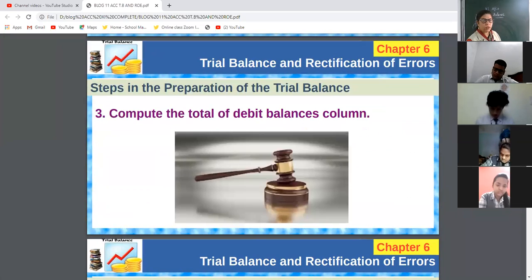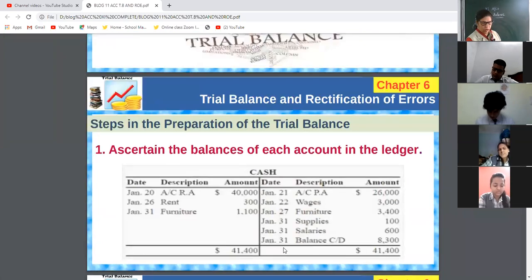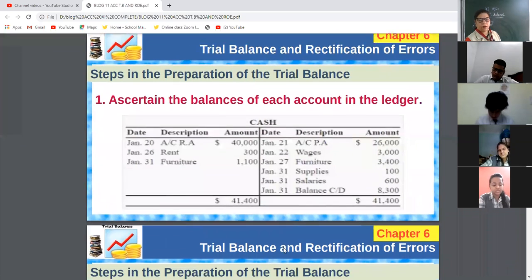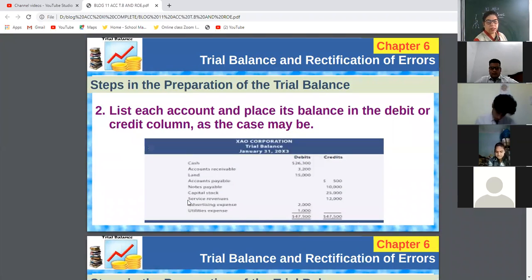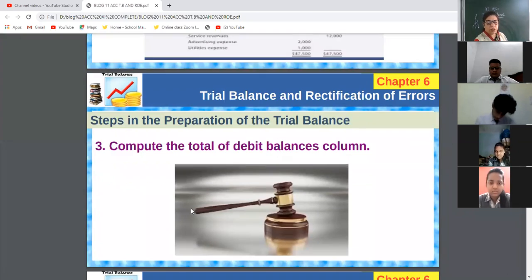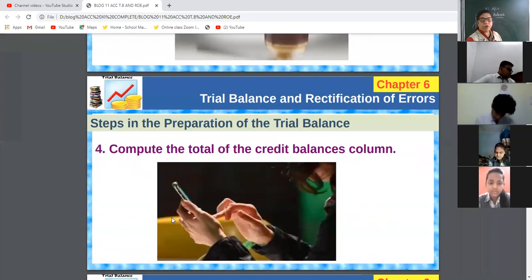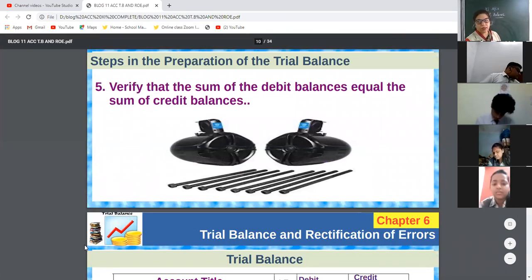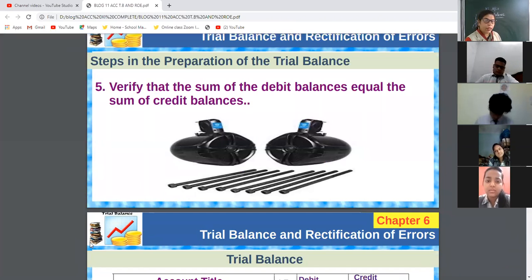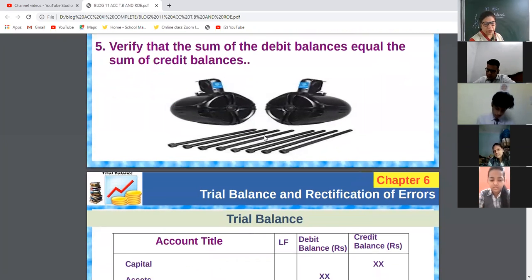So just now we prepared the trial balance. First step, find out the balances. Second step, list them. Third, total the debit side. Fourth, total of credit side. Fifth, verify that these totals should be the same. If the totals are not the same, then open the suspense account. Put the difference in suspense account and find out the errors.